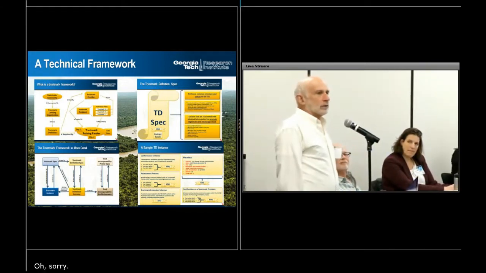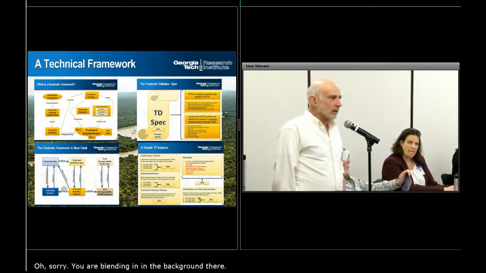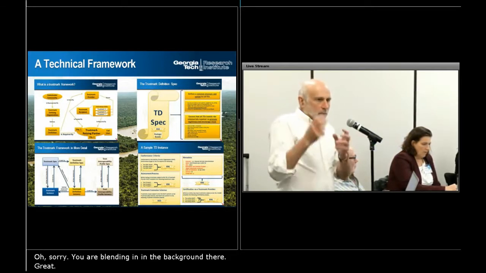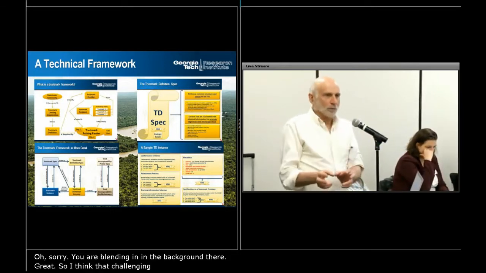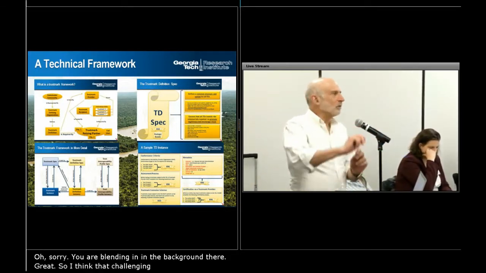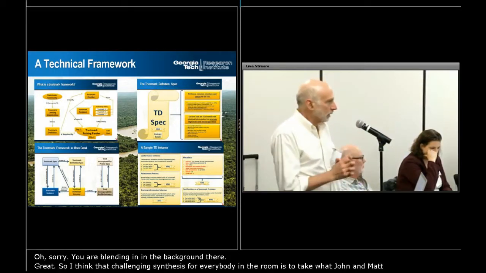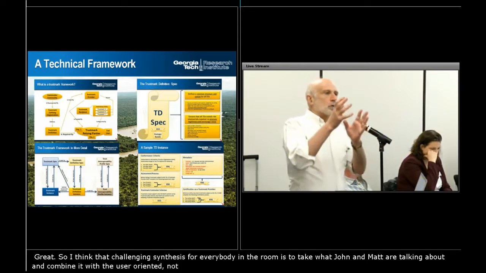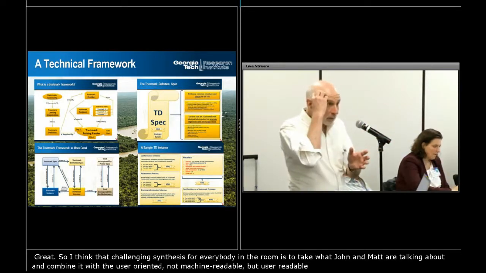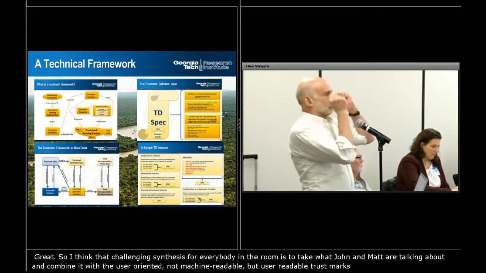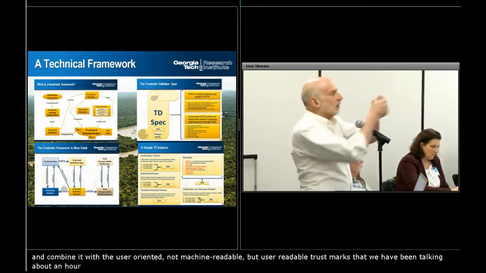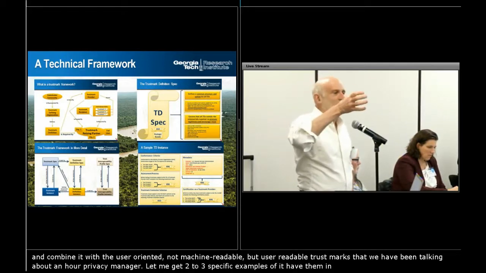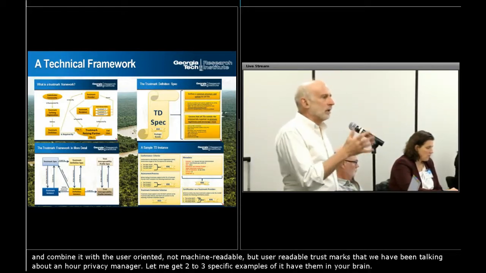So I think the challenging synthesis for everybody in the room is to take what John and Matt are talking about and combine it with the user-oriented, not machine-readable, but user-readable trust marks that we've been talking about in our privacy manager. Let me give you 2 or 3 specific examples just so you have them in your brain, because I think there's a tremendous value in reconciling these 2 approaches. And I think we're understanding that. It hurts my head to try to reconcile. I'm going to share the headache with everybody else.